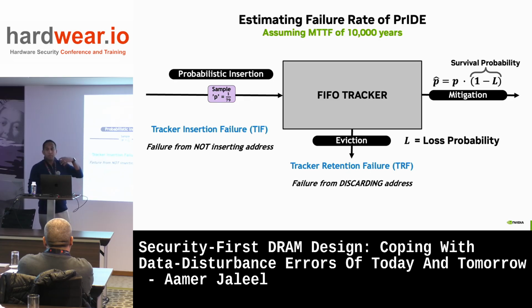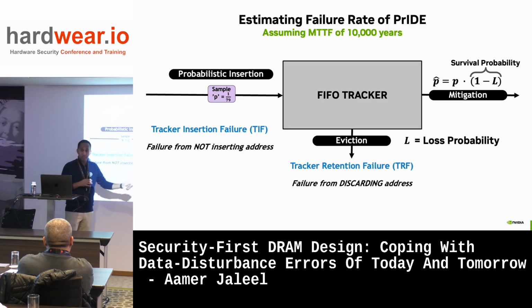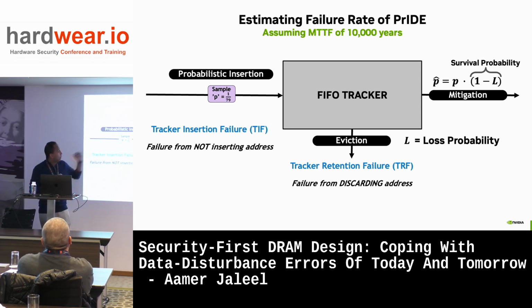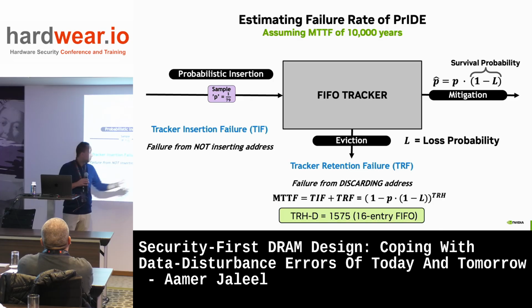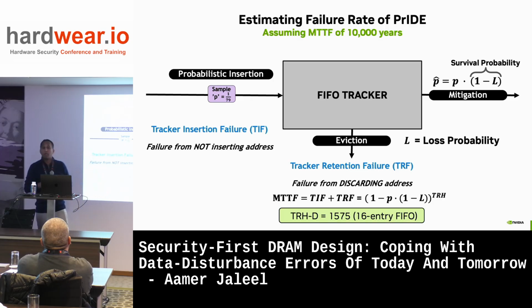So if you have a loss probability L, what is your effective mitigation rate? It is basically the probability P of insertion times the survival probability, which is 1 minus L, the loss probability. So now we can analytically bound the loss probability of a FIFO tracker, assuming a 16-entry tracker. You now have a mean time to failure, and you can bound the RowHammer threshold. With a 16-entry FIFO, you actually have a 1575 RowHammer threshold, okay?